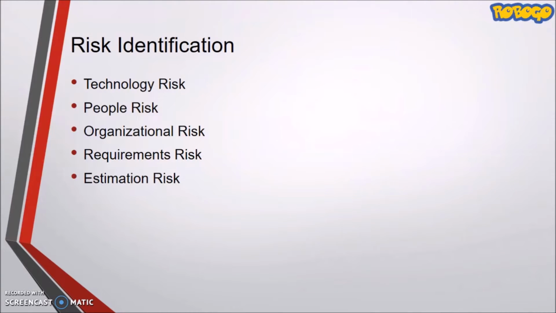Risk identification. The risk identification is to identify possible major threats that were encountered during the project development. Risks shall be identified and categorized into 5 categories. The 5 categories are technology, people, organization, requirements, and estimation.